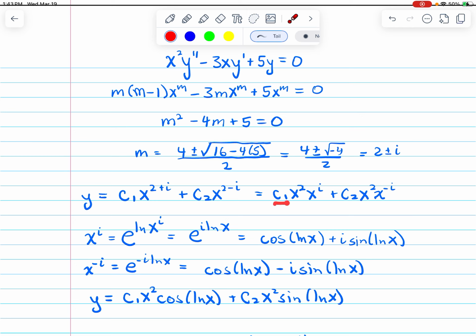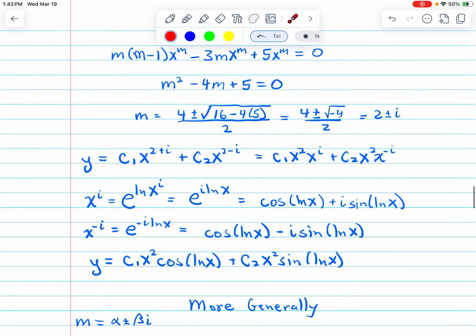Which we can write this way, because we know how to work with exponents. So this is the same as this. Now, I want to make this solution look neat and cool. Okay? So what I'm going to do is I'm going to recognize that this part right here, I can rewrite this part as this.